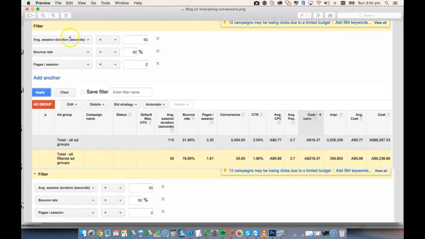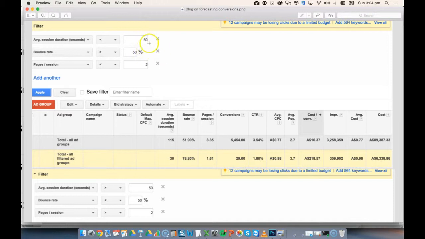We've integrated the analytics data and we've done some filters. So we've looked at all the data over a long period of time and we've added in average session duration less than 50 seconds, bounce rate over 50%, and pages per session less than two. We wanted to look at what is not good data. So you can see here anything that's less than 50 seconds or over 50% bounce rate, it's not ideal.